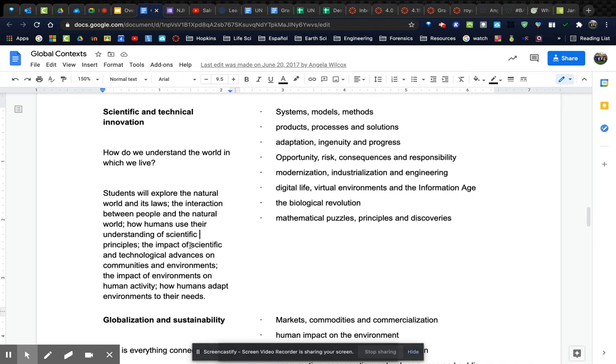Yeah, I guess it might feel more sciencey, doesn't it? It might, yeah. Scientific and technical innovations on communities and environments, right? So there's that theme throughout it of definitely the scientific side of it. I think as we look towards these explorations, systems, models, methods, products, adaptation, modernization, products, processes, and solutions could work as exploration.